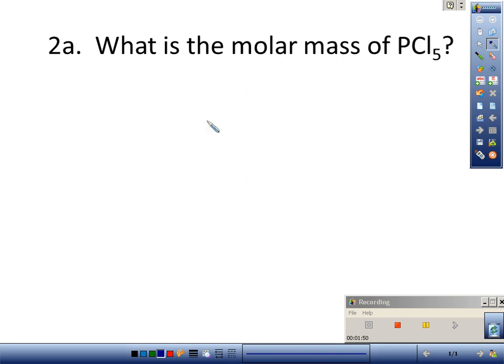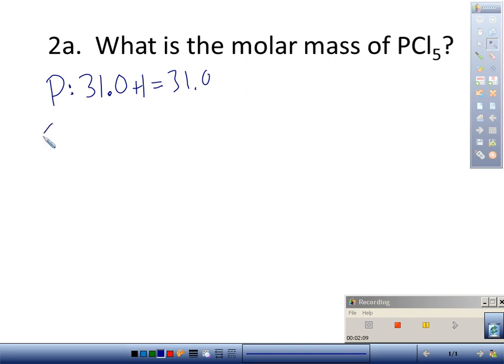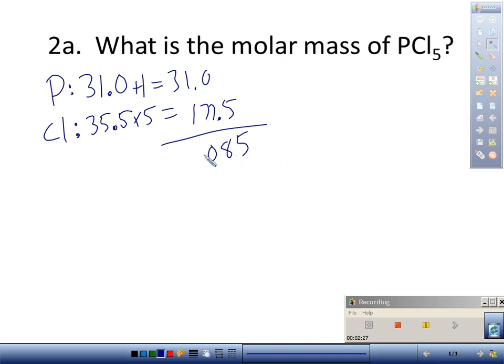So if I want to do the molar mass of PCl5, I'm going to look up phosphorus, round to tenths, and I only have 1 of those. And then my chlorine, I'm going to look that up, round to tenths, and there's 5 of those. And I'm going to add these two together. And there's my answer.